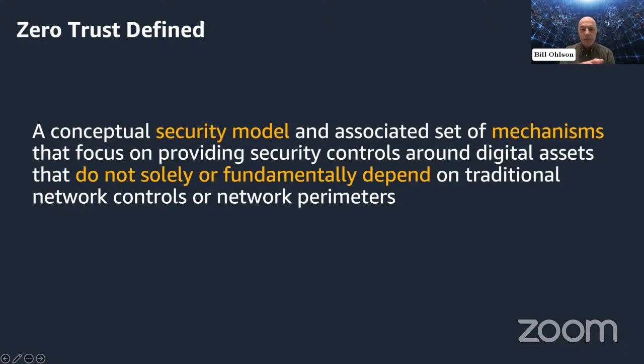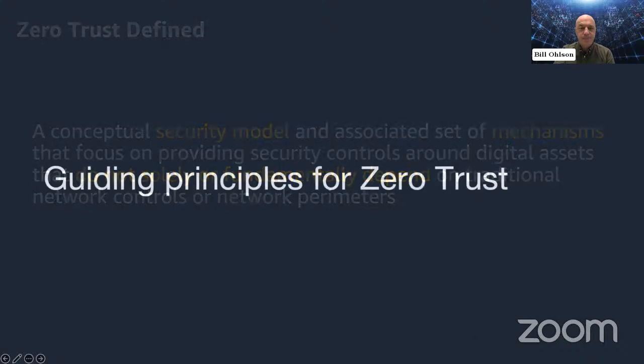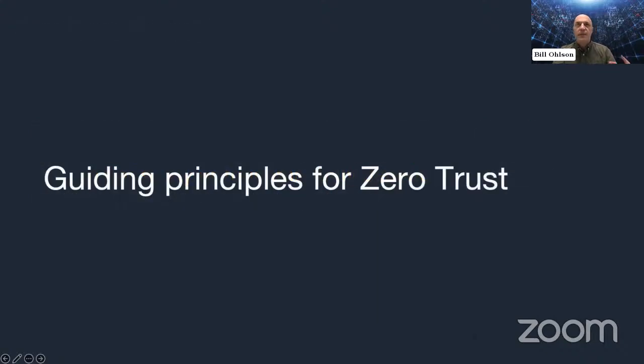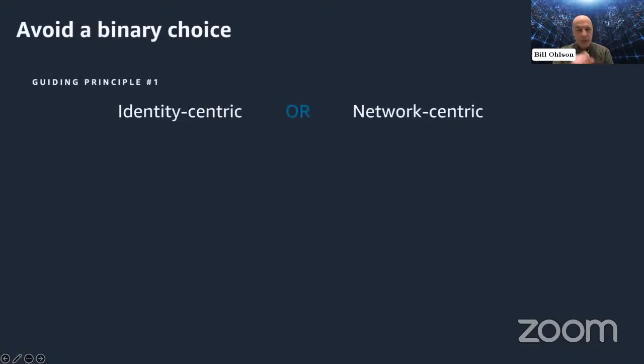And so before we move on, I do want to highlight those intentional words that we use: the security model. We really believe zero trust is a way of thinking about security. It's the how, not the what. And we'll touch on that as we go through our talk today. And so to help with that definition, we have a couple of guiding principles that we thought would be helpful to share. So the first one is to just avoid a binary choice.